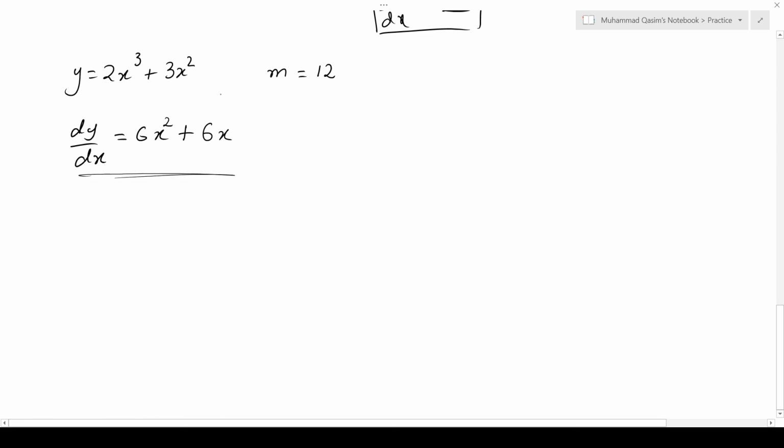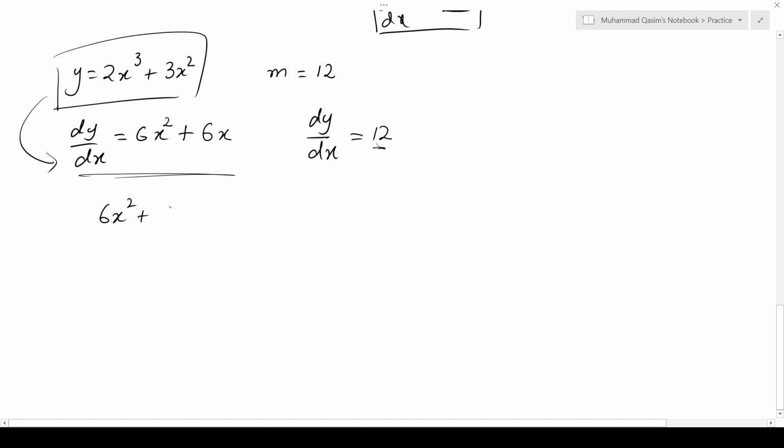Now I want to know on this curve where I am having a gradient, which I can write down as dy by dx also. So this is basically gradient of 12. So dy by dx of this equation is 6x squared plus 6x, and I want to know where this equals 12. So I'm going to simply equate both. So this is going to give me 6x squared plus 6x equals 12. Now 6x squared plus 6x minus 12 equals 0.